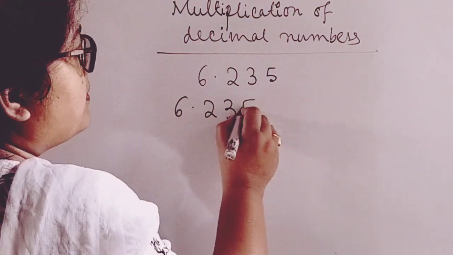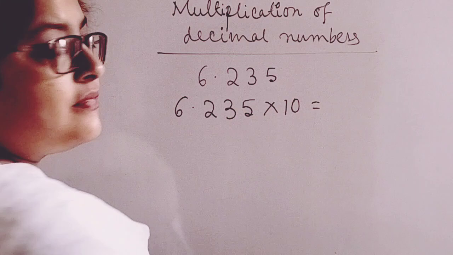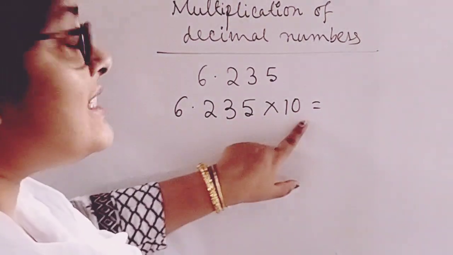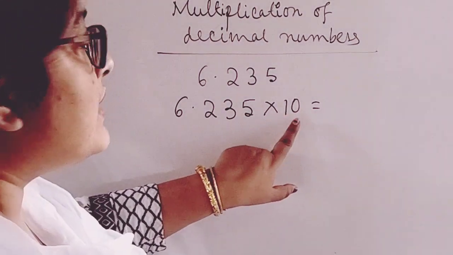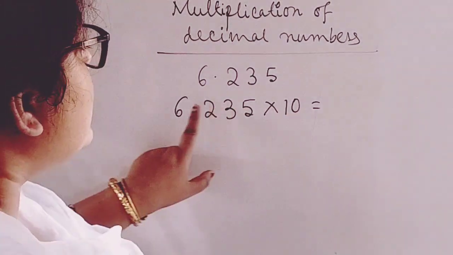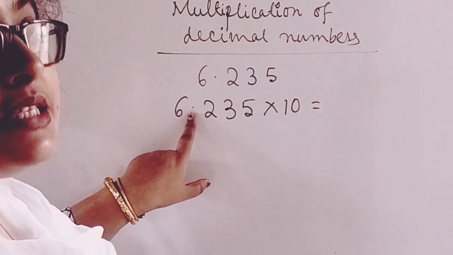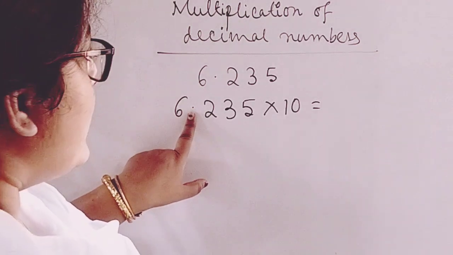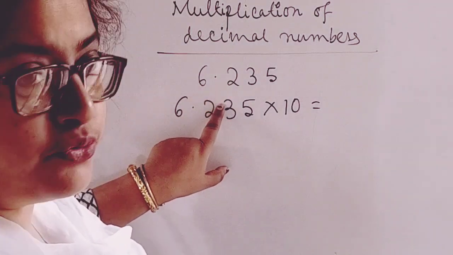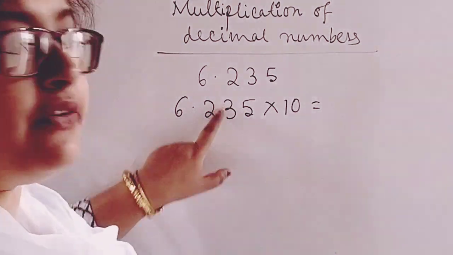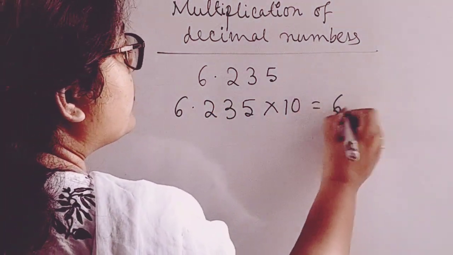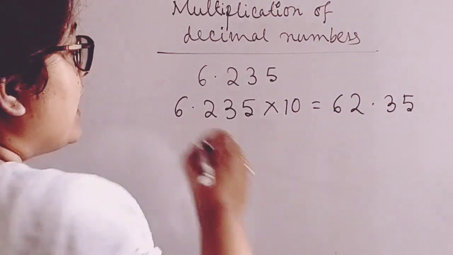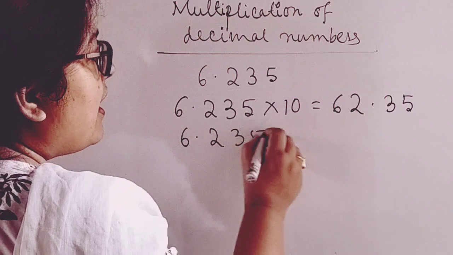Suppose 6.235 is multiplied by 10. This is an integer; the multiplier is an integer in that case, and hence it is 10. So after 1, there is only one 0. The rule says the decimal will just be shifted one place to the right, so it will be shifted after 2. Directly you can write down the answer in this case. It will be 62.35.